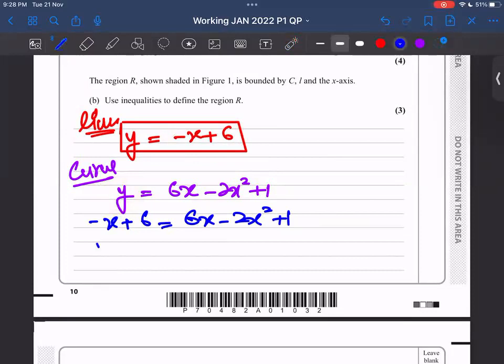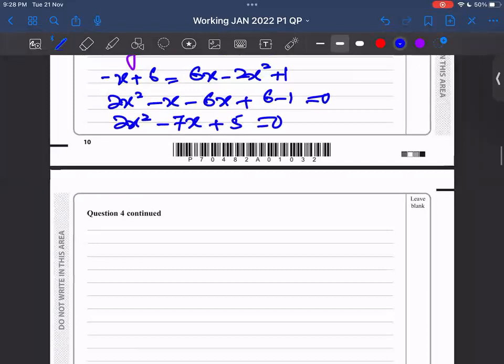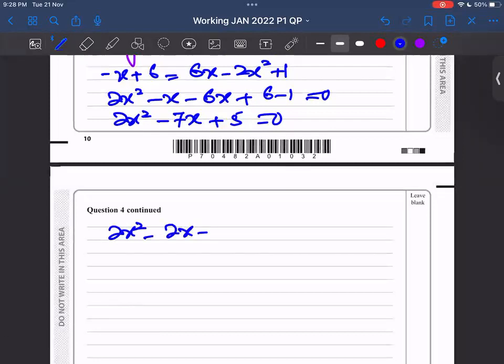I got the equation in terms of x: minus 2x on the left hand side plus 2x square minus x minus 6x plus 6 minus 1 equal to 0. It becomes 2x square minus 7x plus 5 equal to 0. So I got a quadratic equation. I'm going to factorize it. 2 fives are 10, so it is going to be minus 2x minus 5x plus 5 is equal to 0.